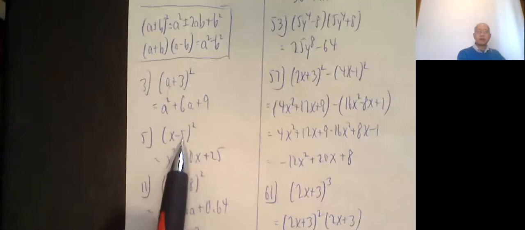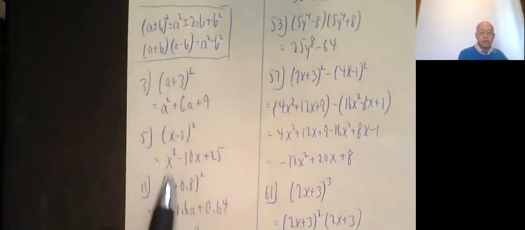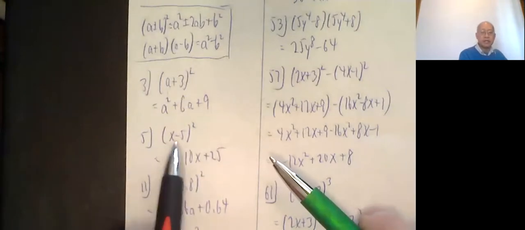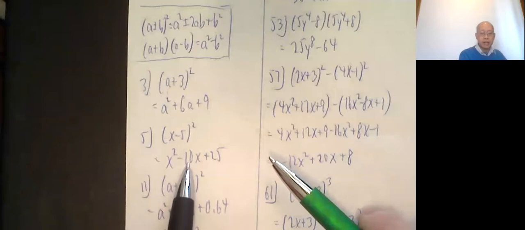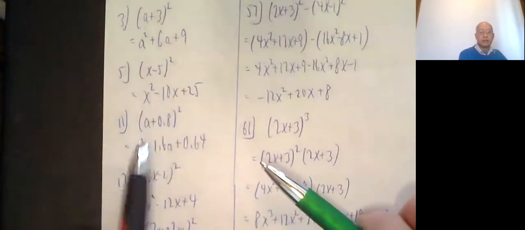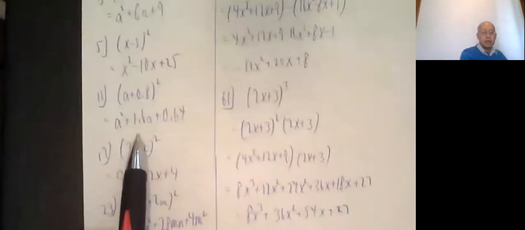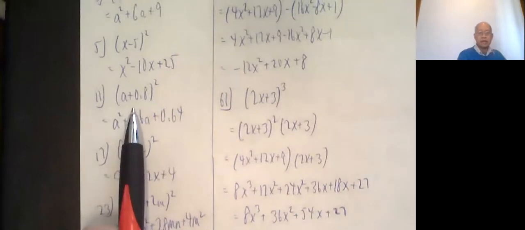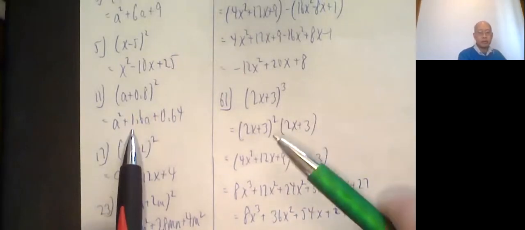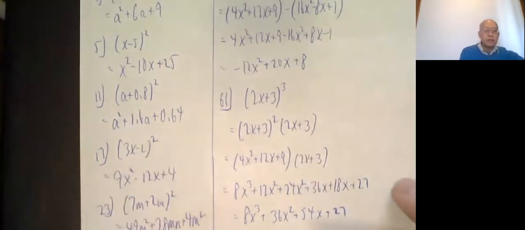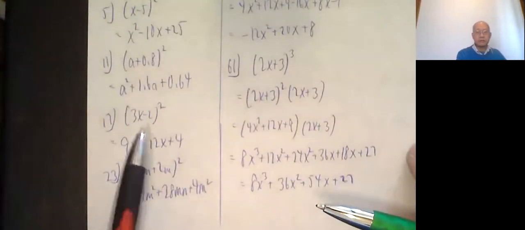Okay, x minus 5 squared, it's the same formula except there's a minus. So x squared, and then minus 2ab, minus 2 times x times 5, 2 times 5 is 10, so minus 10x, plus b squared is 25. 11, a plus 0.8 squared: a squared plus, again, by formula, it's 2ab, 2 times a times 0.8. 2 times 0.8 is 1.6, 1.6a, plus b squared, 0.8 squared is 0.64. By using shortcuts, it's a lot faster.